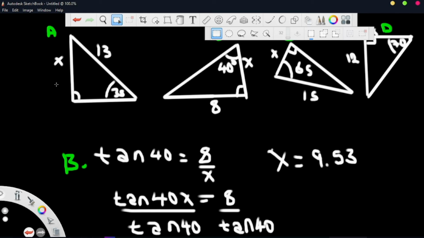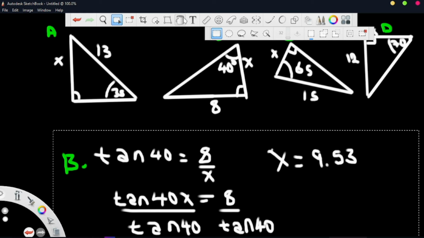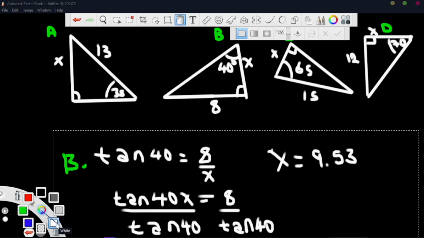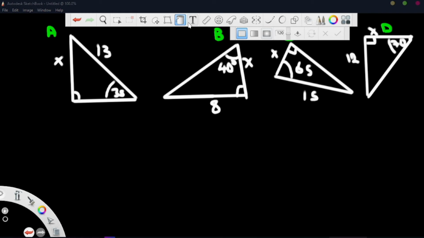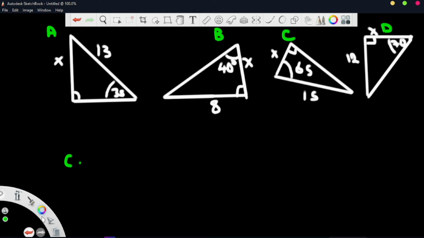So let me solve for C. What have I been given in C? I have been given my hypotenuse and my adjacent. What do I do if I've been given my adjacent and my hypotenuse? I'm going to use my cos, so I'm going to say cos of 65.